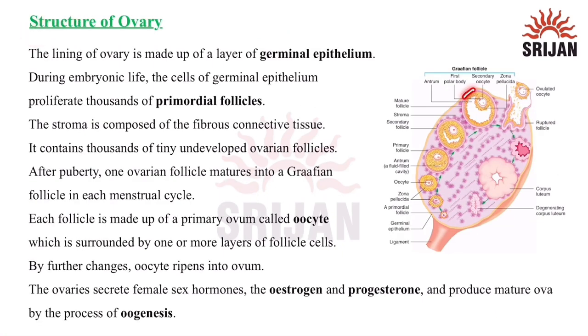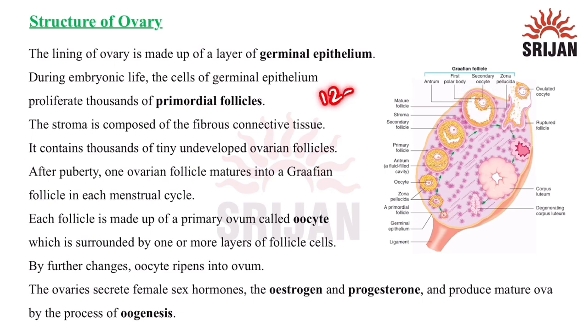Structure of the ovary. The lining of the ovary is made up of germinal epithelium. During embryonic life, the cells of the germinal epithelium proliferate into thousands of primordial follicles, as you can see in the diagram as well. The stroma, which is this part, is composed of fibrous connective tissue. It contains thousands of tiny underdeveloped ovarian follicles. After puberty, one ovarian follicle matures into a Graafian follicle in each menstrual cycle. As you can see, this is the maturing follicle and this is the Graafian follicle. This was the primordial follicle.